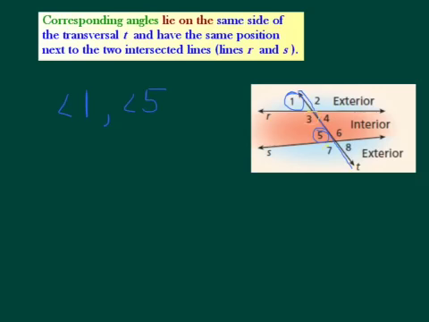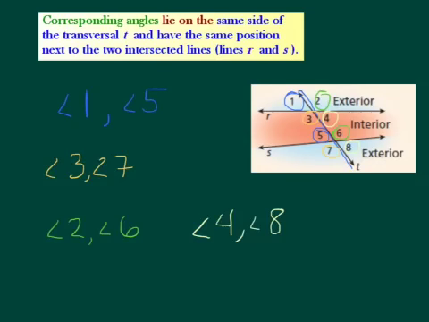Angles 3 and 7 are corresponding angles. Angles 2 and 6 are corresponding angles. And angles 4 and 8 are corresponding angles.